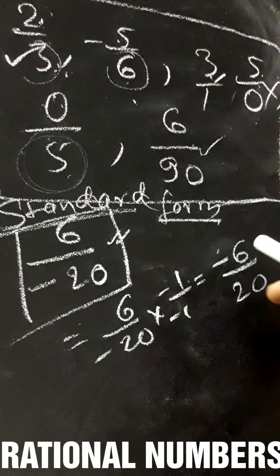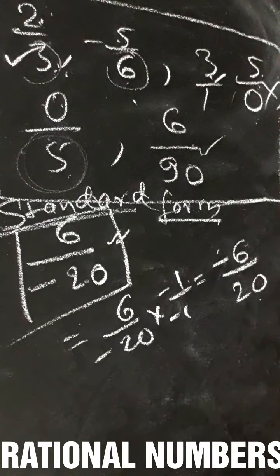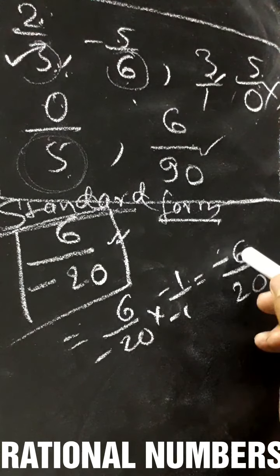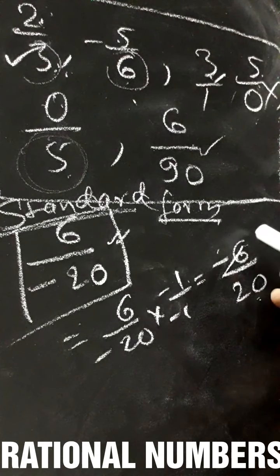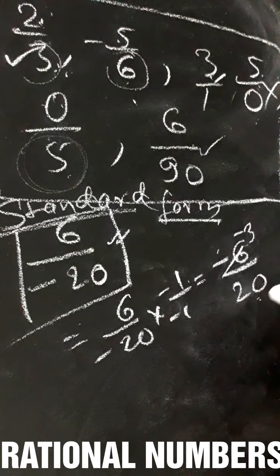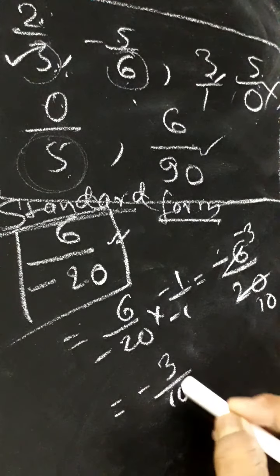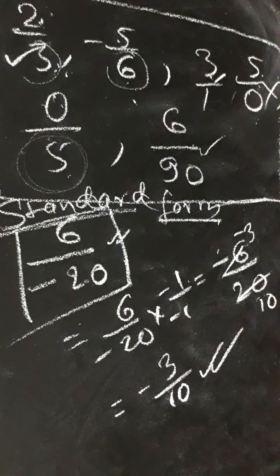Now we will divide both by their HCF. The HCF of 6 and 20 is 2. We will divide both by 2. We will get minus 3 here. If we divide 20 by 2, we get 10 here. We are getting the number minus 3 upon 10. This is the standard form.